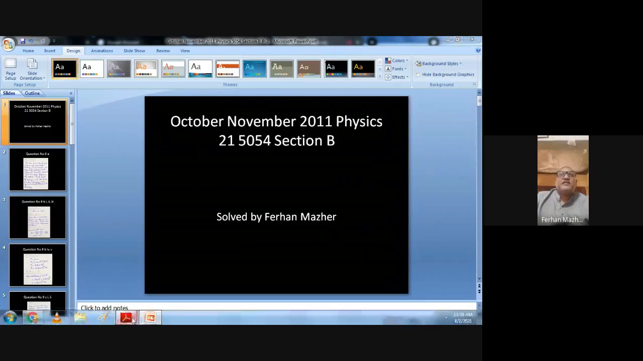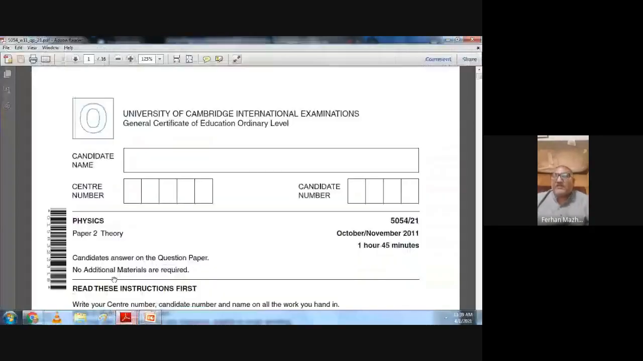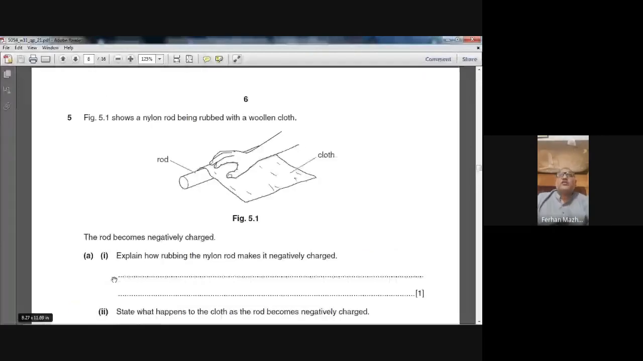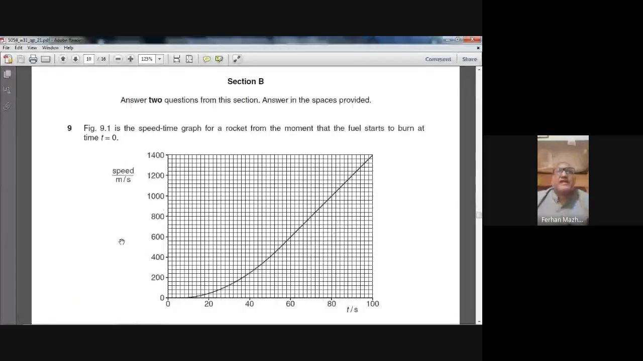So this is the October-November 2011 2-1 paper, and section B is on your screen. Question number 9: Figure 9.1 is the speed-time graph for a rocket from the moment that the fuel starts to burn at time t equals 0.